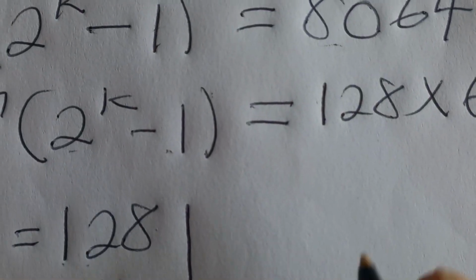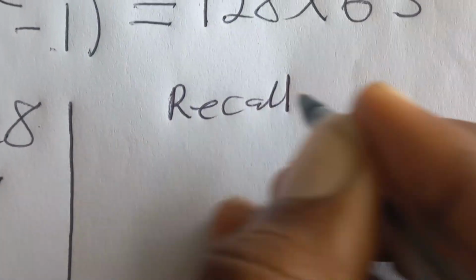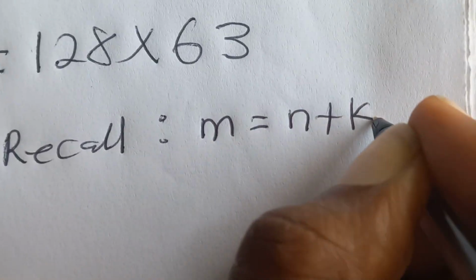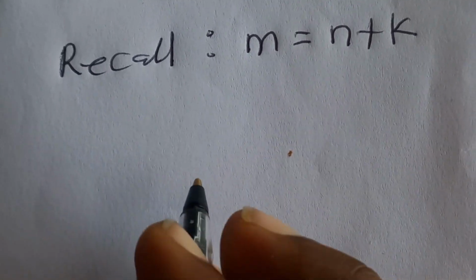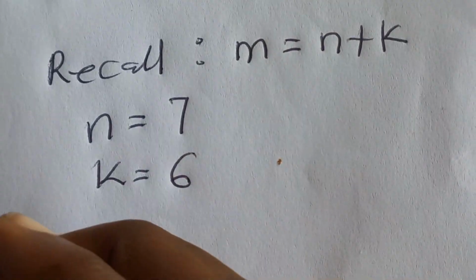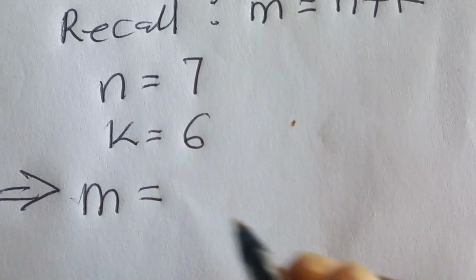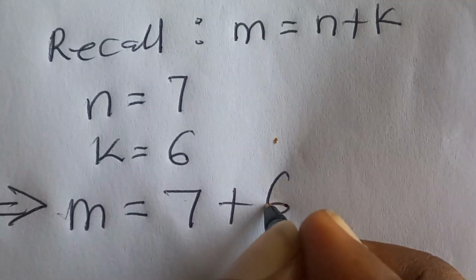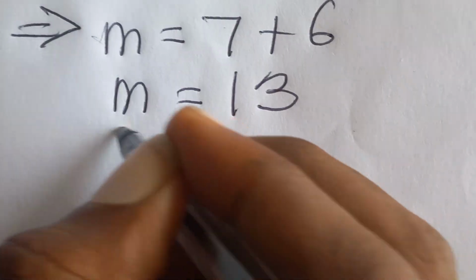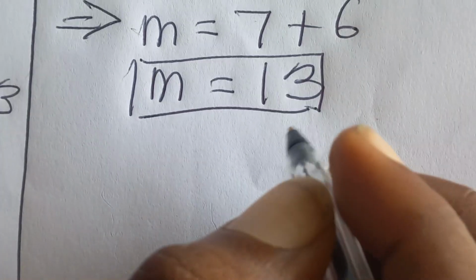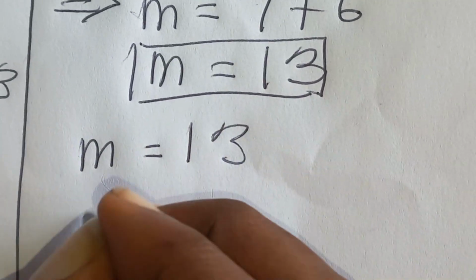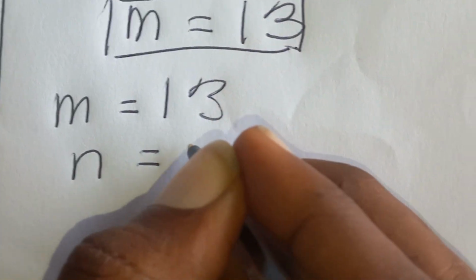Let us recall what we said. We said that m is equal to n plus k. Okay, so from here, our n, which is 7, and our k was 6. So our m is going to be m is equal to 7 plus 6. So our m is equal to 13. Okay, so this is our final answer for m. So it means that our m is equal to 13 and n is equal to 7.